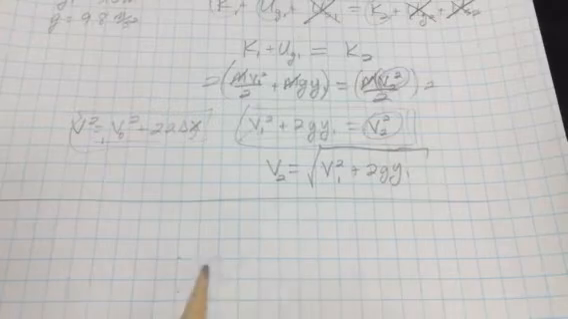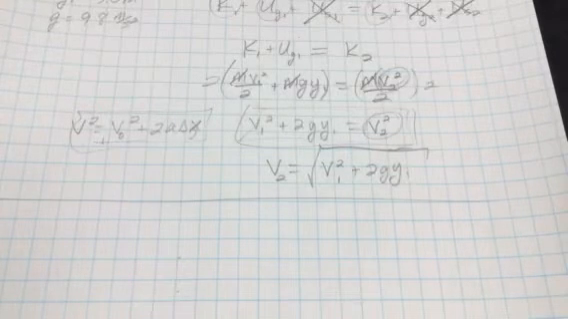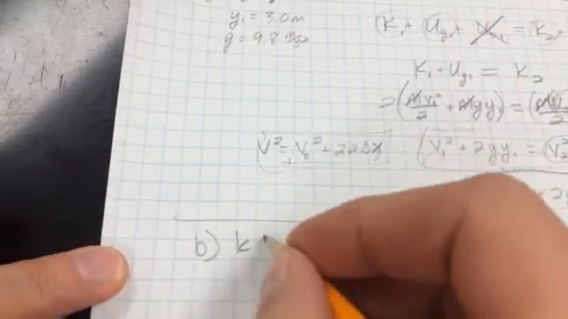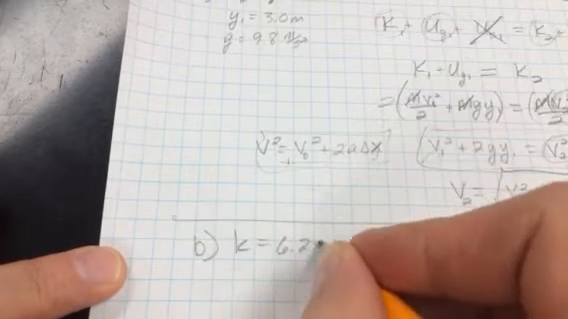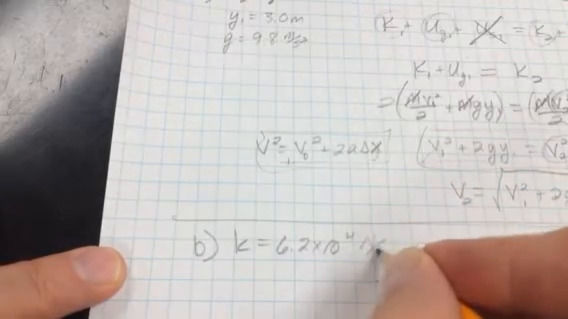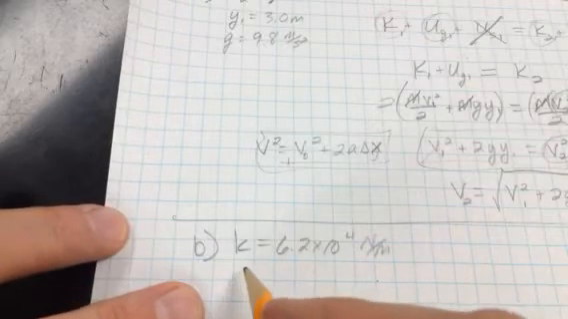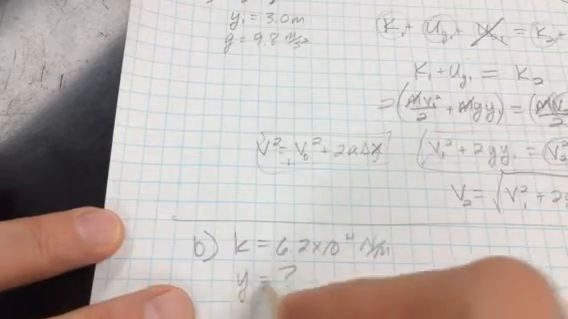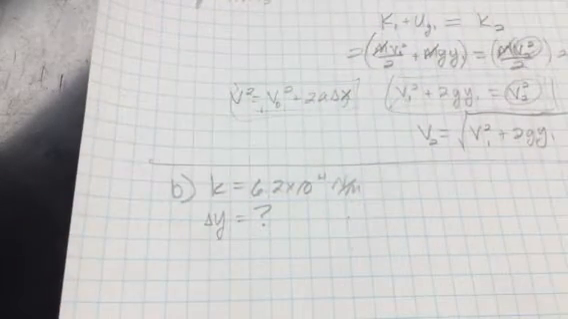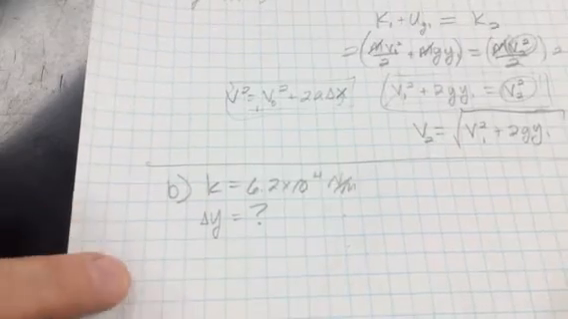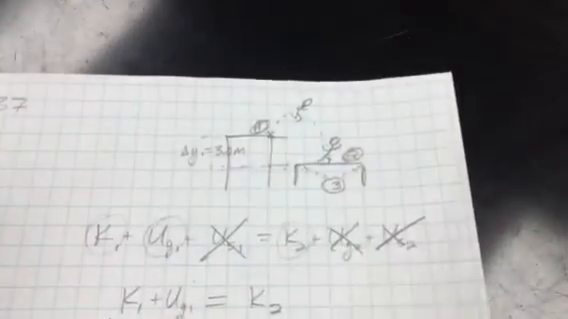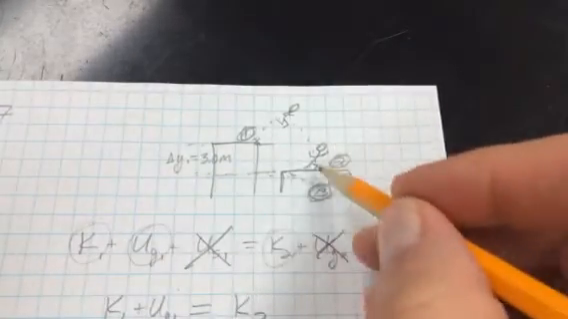Then the question is asked, if it behaves like a spring, and that spring just happens to have a spring constant of 6.2 times 10 to the 4th Newtons per meter, it wants to know how far it will get depressed. How far from equilibrium will that trampoline get displaced? So now we're talking about 0.3.